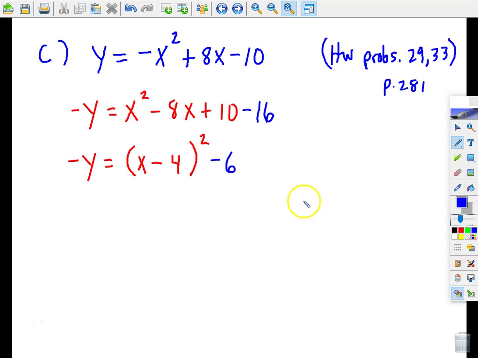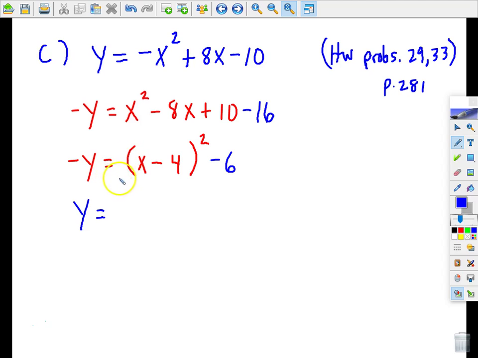Well, vertex form, excuse me, obviously has positive y. So let's put it back. Let's make this become positive. So once again, we're going to multiply by negative 1. It's going to make this positive. So there are really only 2 numbers in vertex form when you're doing this multiplication. There are only 2 numbers that you're actually multiplying.